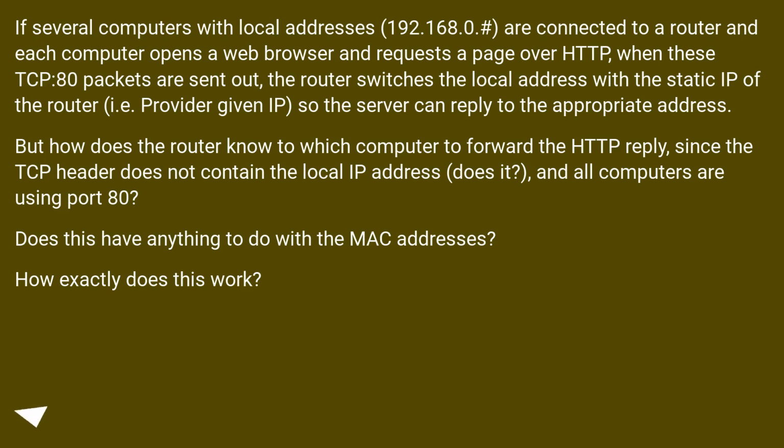But how does the router know to which computer to forward the HTTP reply, since the TCP header does not contain the local IP address, does it? And all computers are using port 80. Does this have anything to do with the MAC addresses? How exactly does this work?